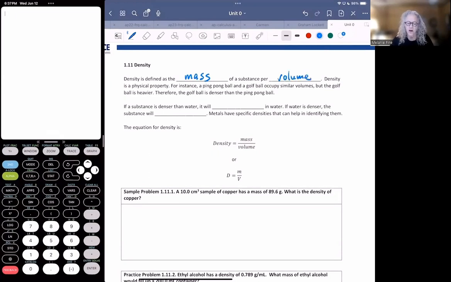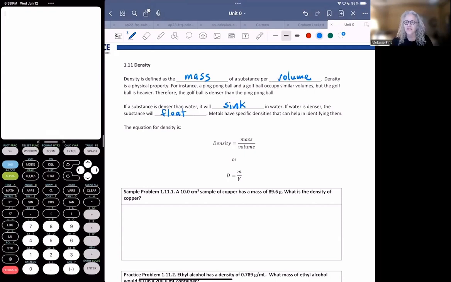Density is a physical property. For instance, a ping pong ball and a golf ball occupy similar volumes, but the golf ball is heavier. Therefore, we call the golf ball denser than the ping pong ball. It's more mass per the same volume. If a substance is denser than water, it will sink in water. And if water is denser, the substance will float.